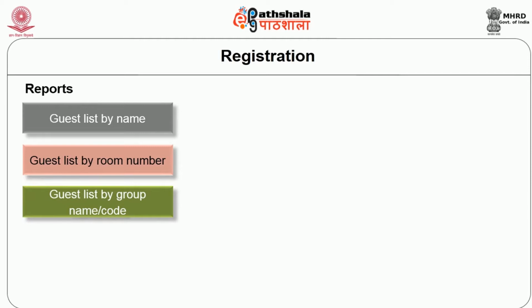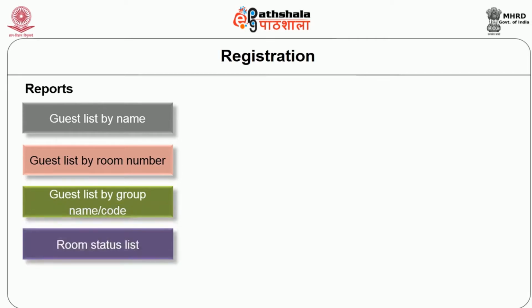Next is the guest list by group name and code. In case it is a group booking or any special persons, here one more column is added where the code and the group name are given, which has been obtained from the agency or from the person themselves.